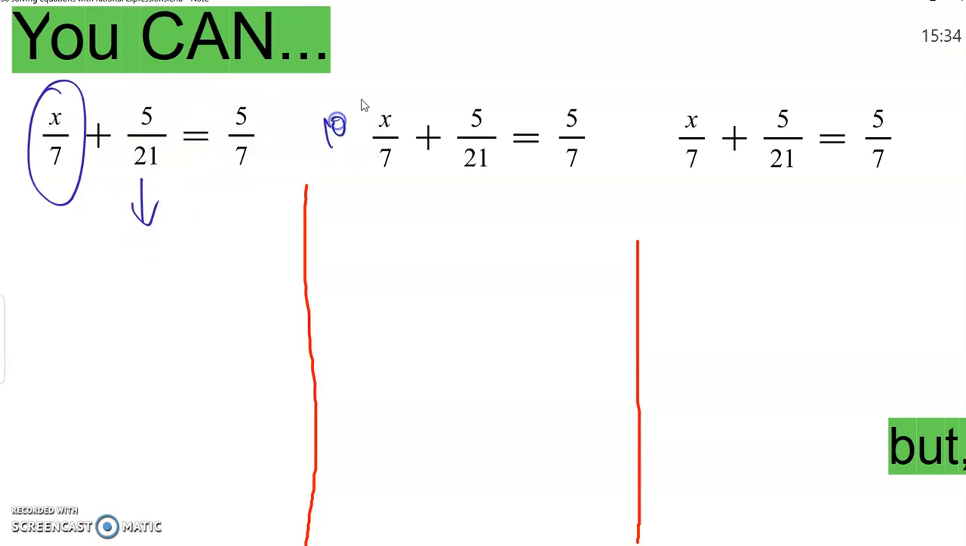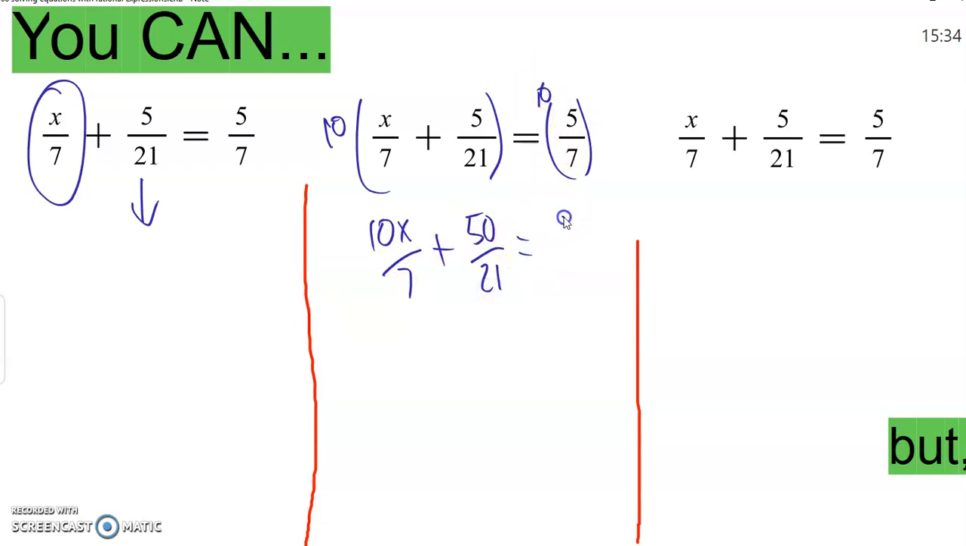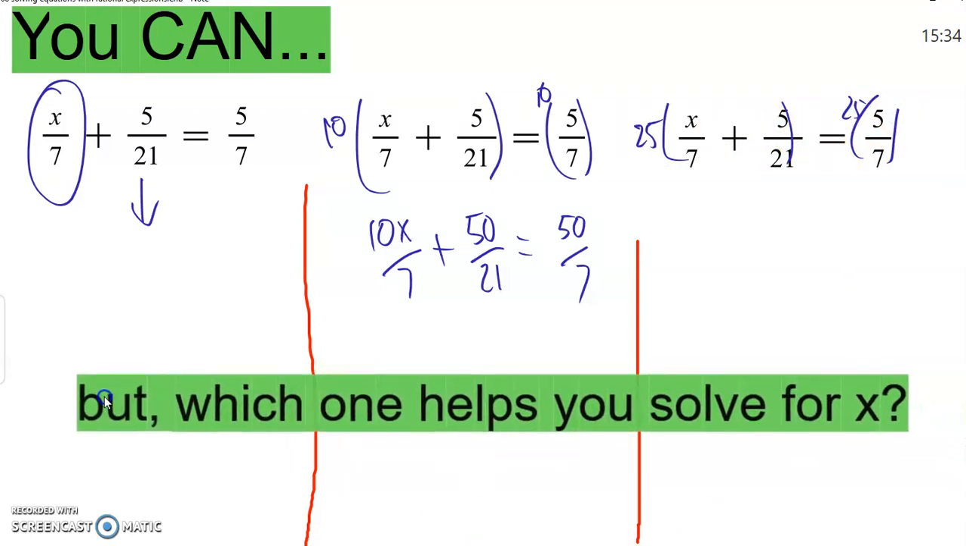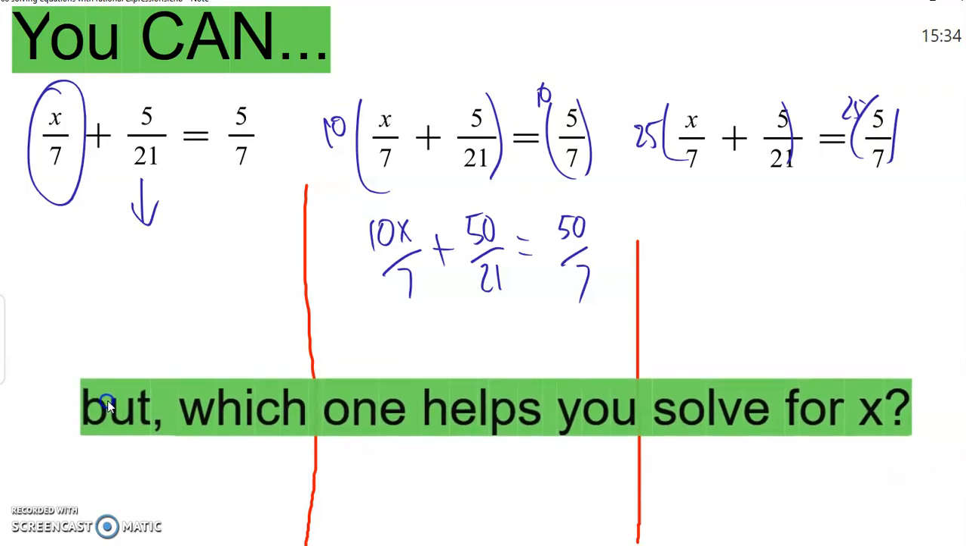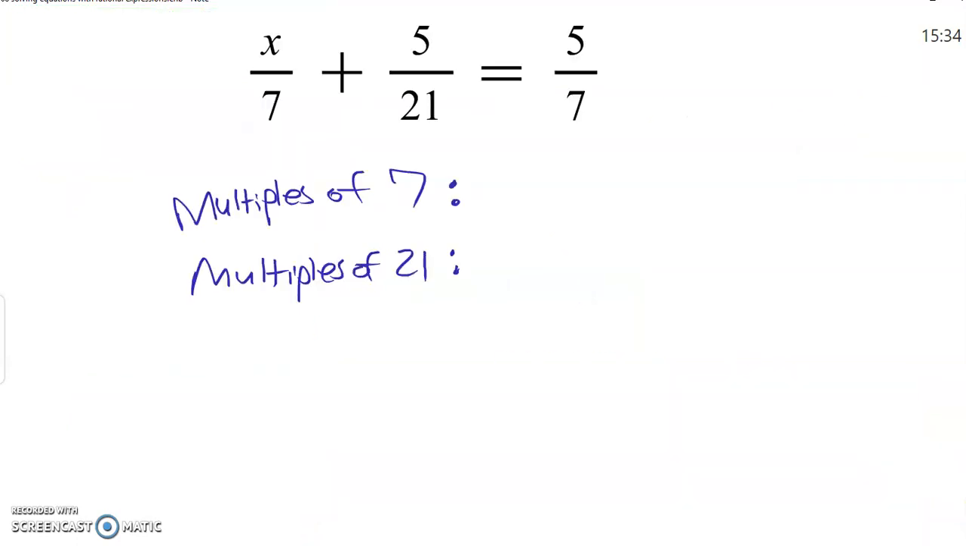You could multiply everything by 10 over here. Is that going to simplify it? I don't know. I'd have 10x over 7 plus 10 times 5 or 50 over 21 equals 10 times 5 is 50 over 7. You can do that, but it just got nastier. You could multiply everything by 25 over here as long as you do the other side by 25. Well, you know the drill. You can do it. But which one helps you solve for x? Honestly, I don't think any of those do. So this is where we're going with this.